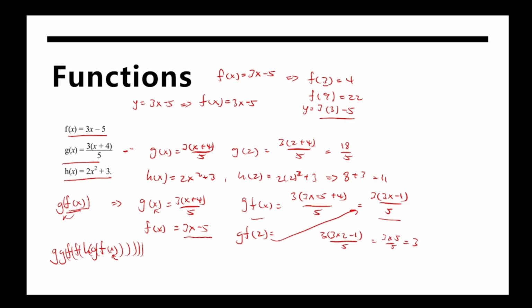Another way, since it's a composite function, we could first find f(2). f(2) is 1. Then we use 1, the output of the function f, as an input of the function g. So we calculate g(1), which is (3 times 1 plus 4) over 5, which is 3.